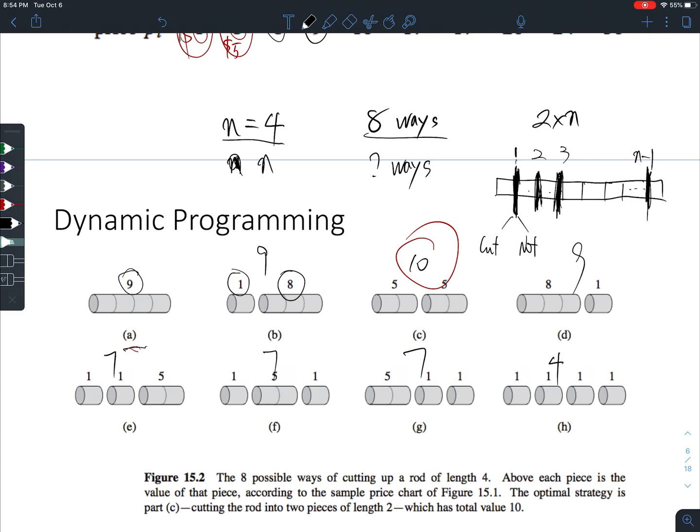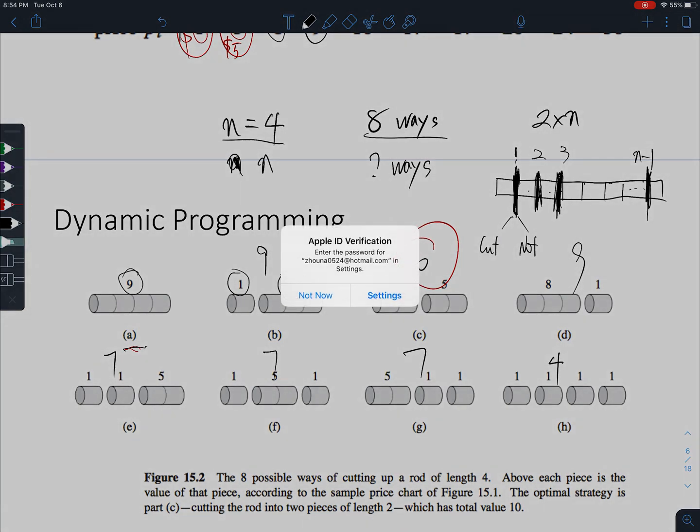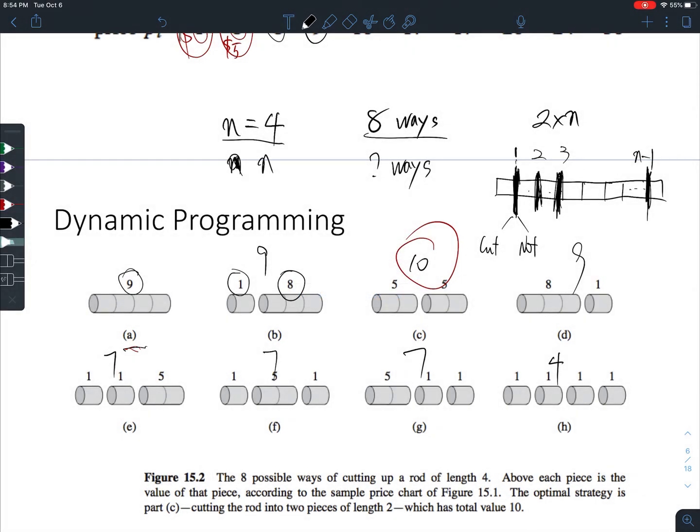If you know combinations and your math is good, you'll be able to tell: if we have n minus 1 different places to make a decision, and at each place we have two choices, and all these places are independent from each other, then the number of possibilities is 2 to the power of n minus 1.